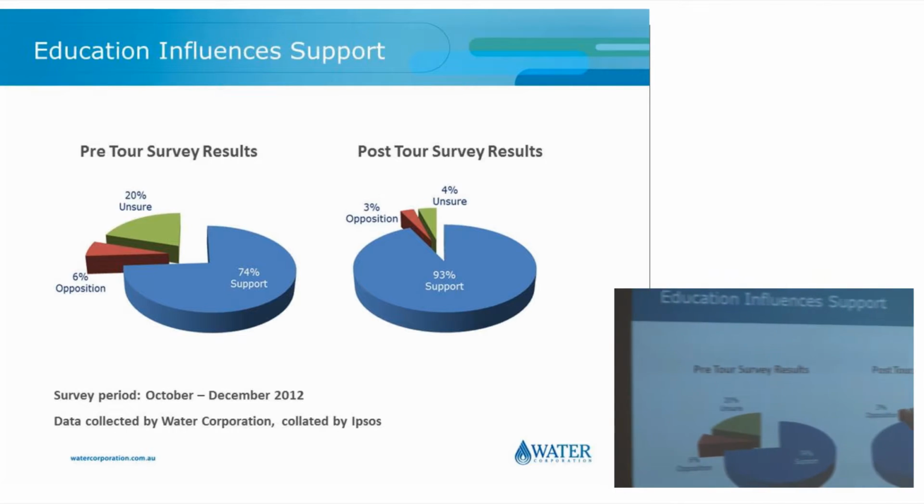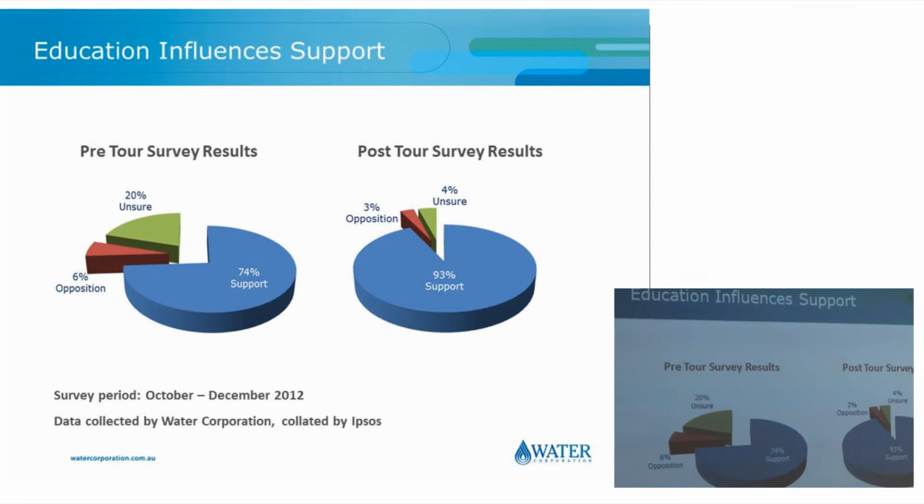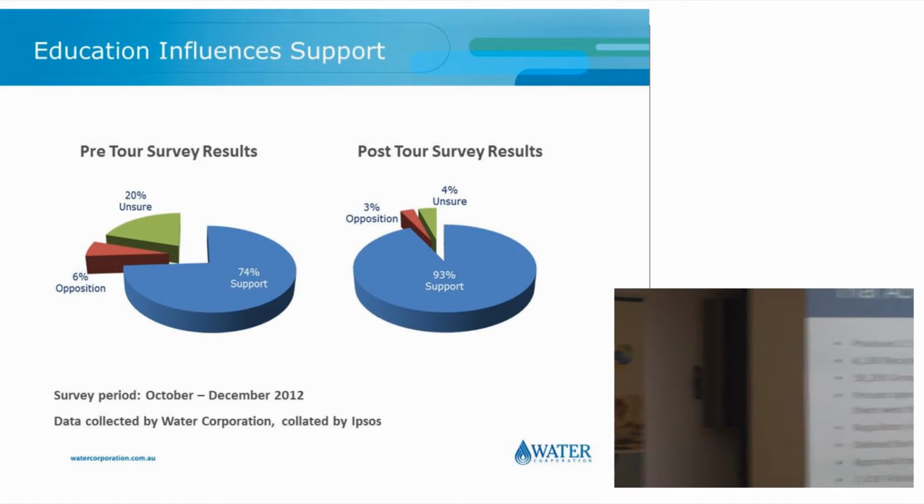So in terms of our visitor centre, we also had surveys pre and post tour. So the slide is indicating some of the results from the pre-tour survey results. So it always started around about 74% support, 20% unsure and 6% opposition. Post the tour or the information centre, we had 93% support, 4% unsure, and these people always oppose groundwater replenishment, so it doesn't matter what you do, they didn't like the idea.